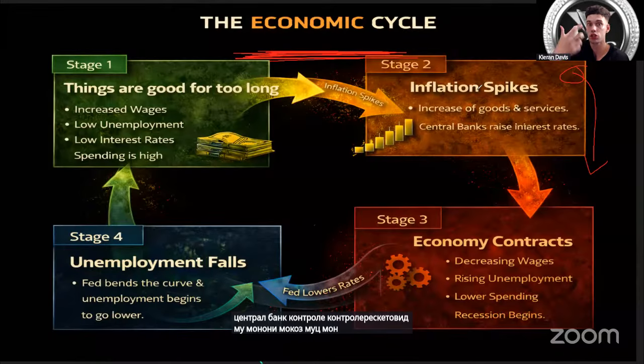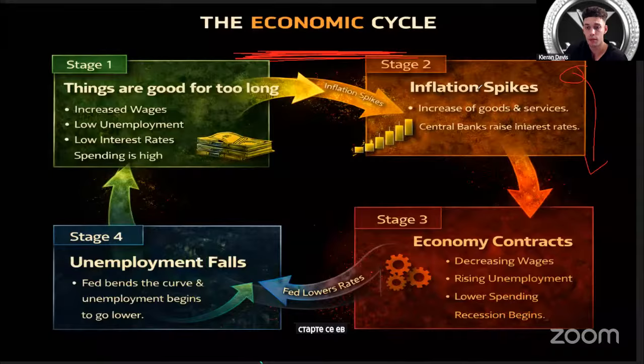And because they printed so much money, it led to inflation. Inflation is the cost of goods and services. And once we started to see everything go up, people couldn't afford that anymore. And once you started to see inflation start to spike, right?